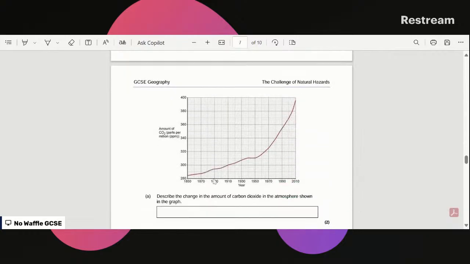So here is a graph showing the amount of carbon dioxide released into the atmosphere. Describe the change in the amount of carbon dioxide in the atmosphere shown in the graph. So what you want to talk about here is looking at it clearly increasing over time.